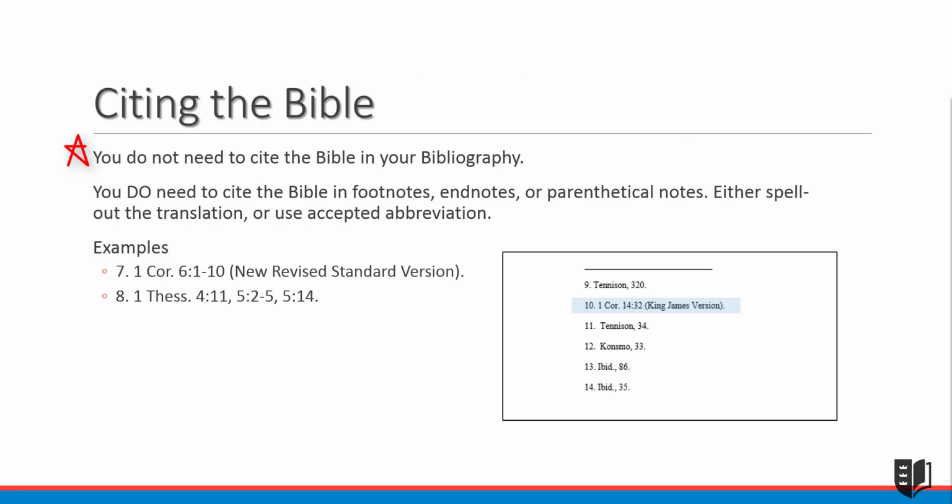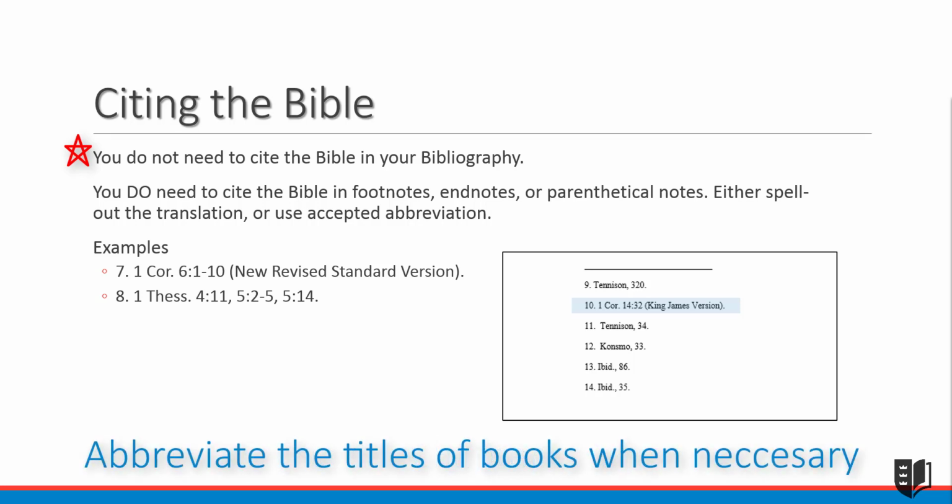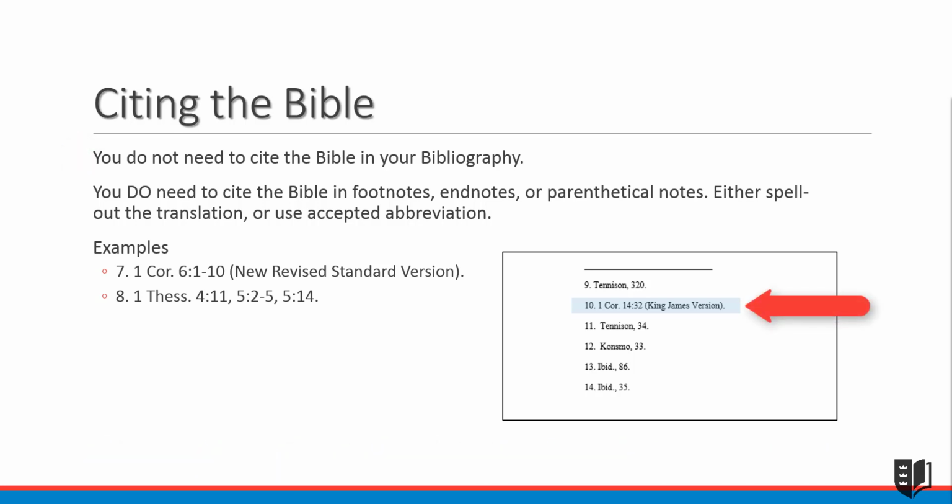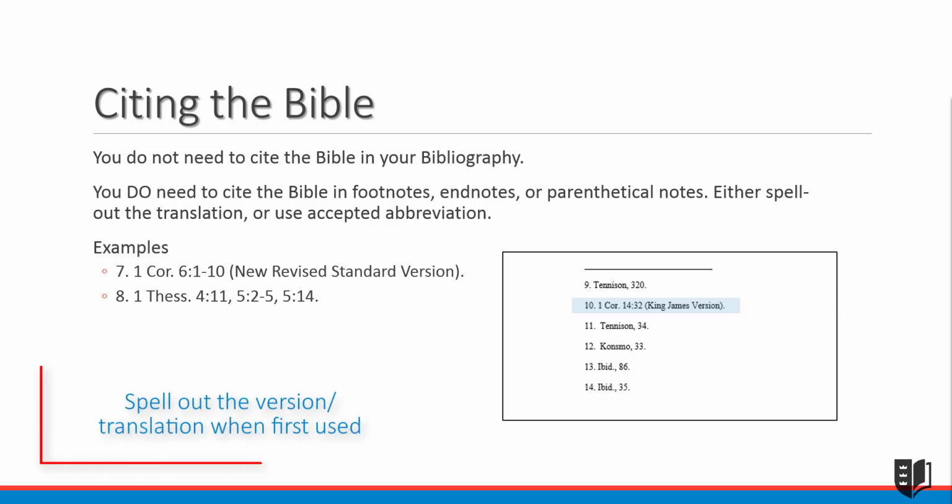In Turabian formatting style, scripture is only cited in the paper, but not included on the bibliography page. To cite the Bible, include the book, chapter, and verse. Make sure to abbreviate the titles of books when necessary. Notice the version or translation you are using appears in parentheses after the scripture information. You should spell out this version or translation when you first use it.